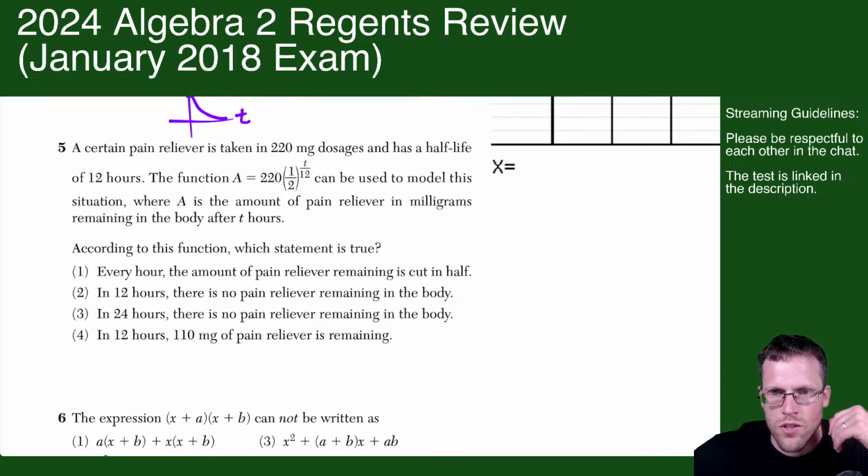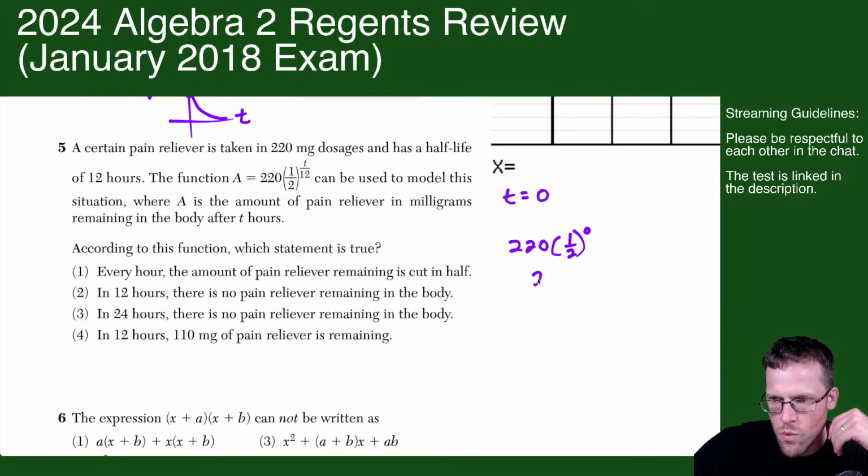So the 220 represents the initial amount that's in your body. And you can even see that if you plugged in T equals 0, you would get 220 times 1/2 to the 0 power. 1/2 to the 0 is 1, so this just makes 220. And then it just decays over time. So now, let's just see.